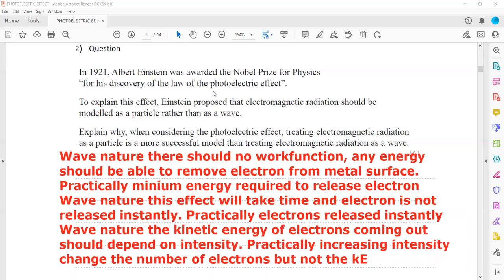Is the comparison between the wave nature and the particle nature clear, and why the wave nature is not able to explain the photoelectric effect, whereas the particle nature is able to explain it? Any doubt till this point?